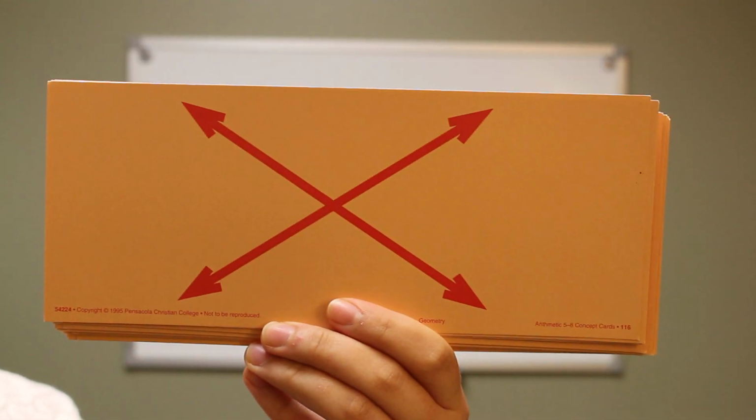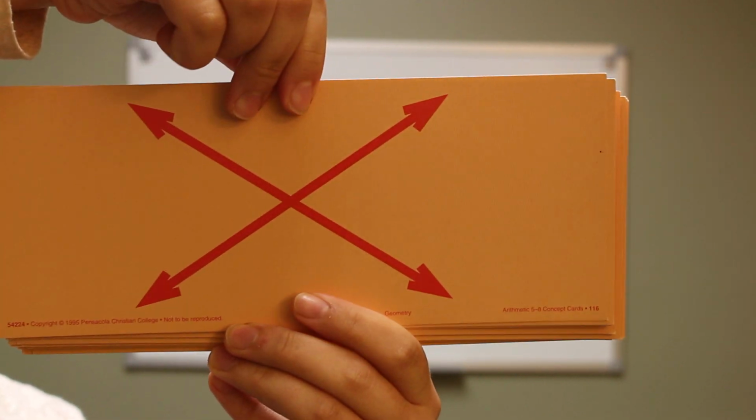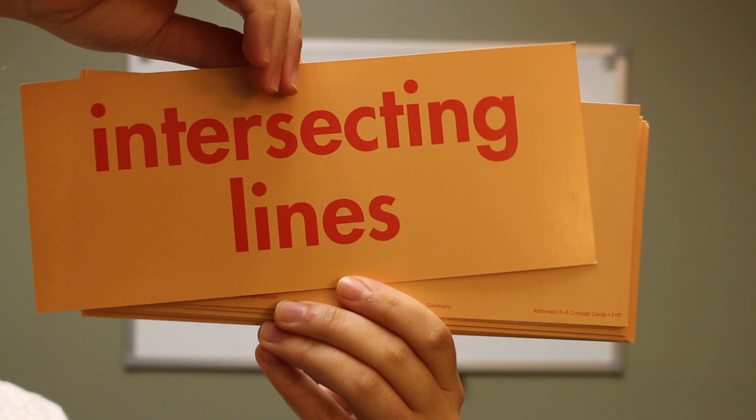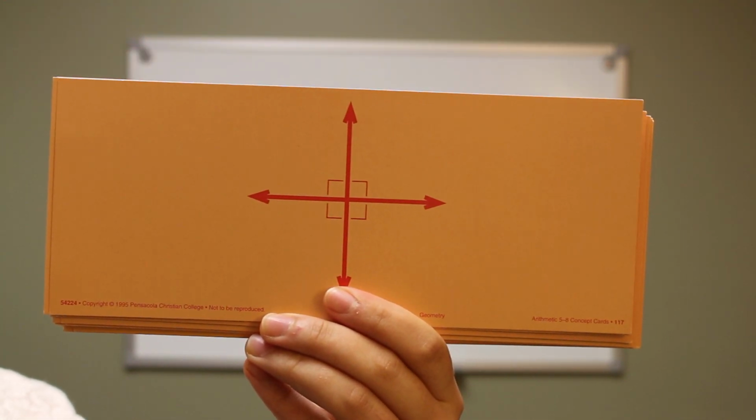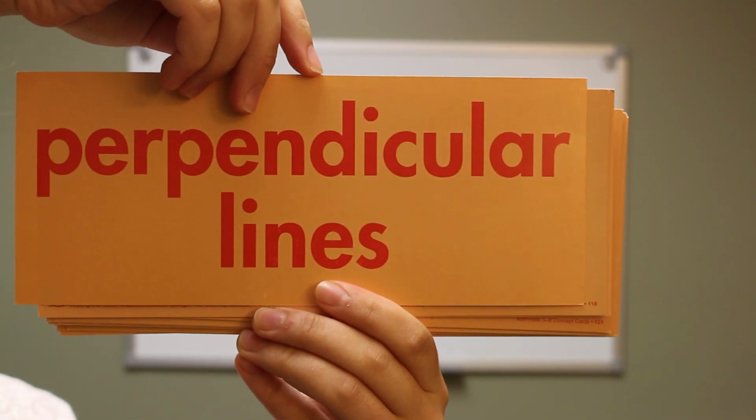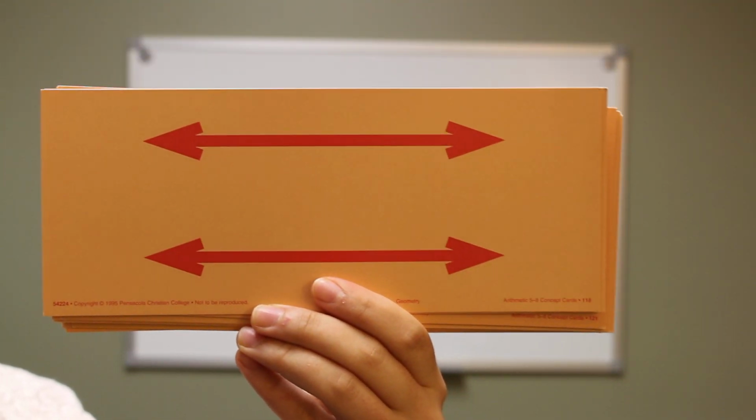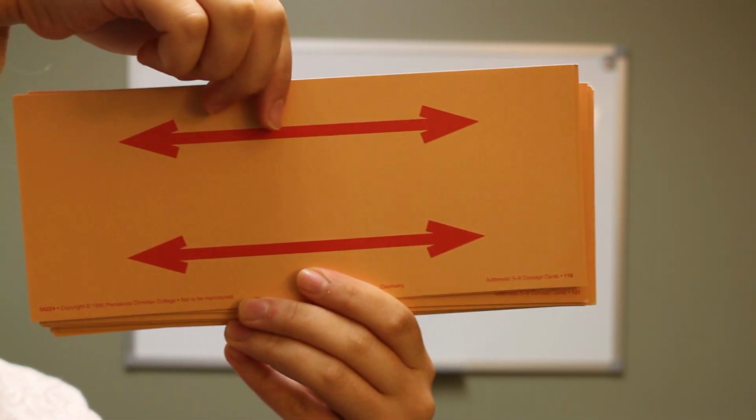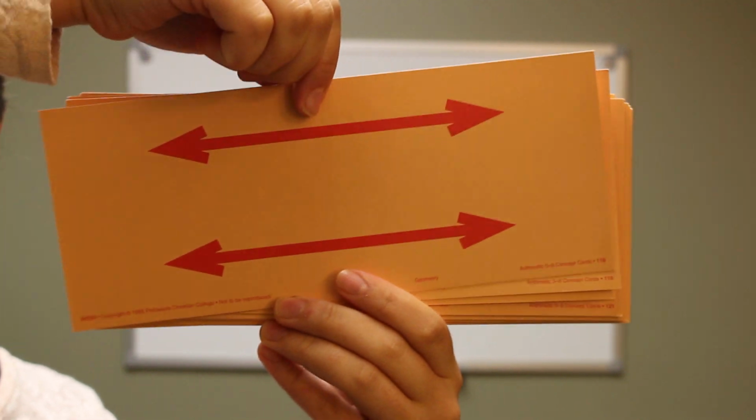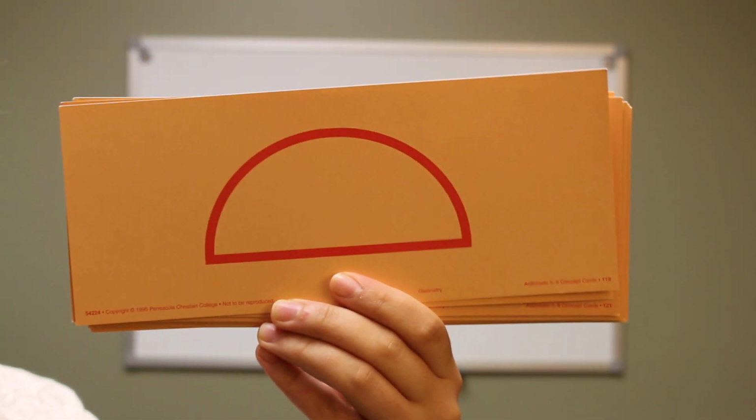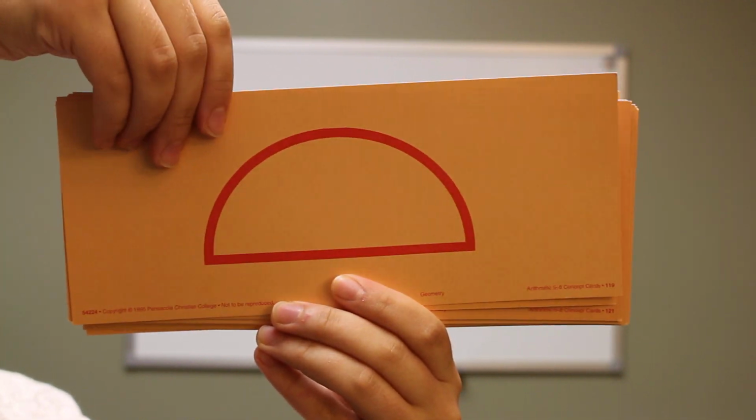What do we call something like this? Angle. Lines that cross over each other? Intersecting lines. Lines that form four right angles? Perpendicular lines. Two lines that run the same direction, they do not cross over each other, they just run right beside each other: parallel lines.